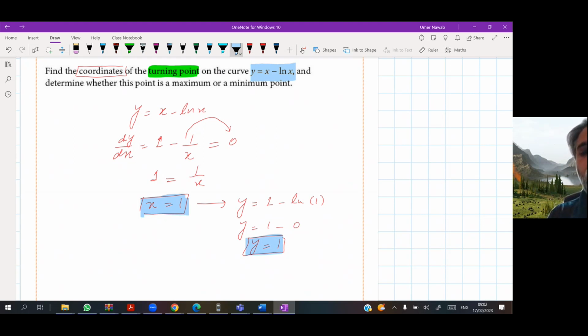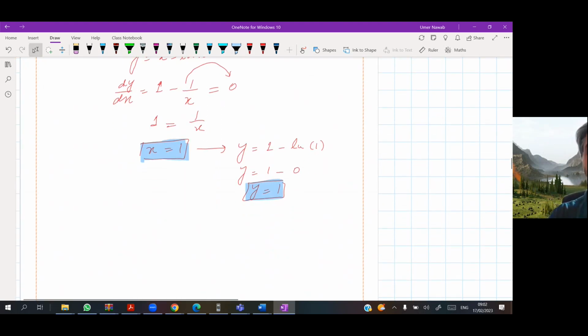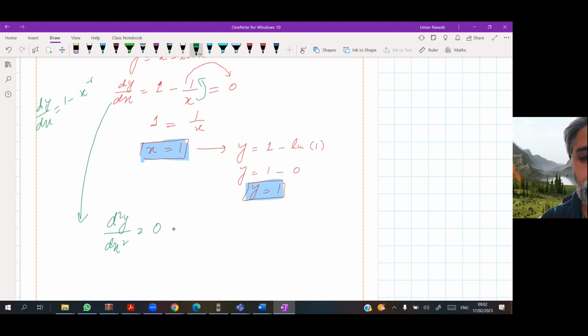Now determine whether it's a maximum point or a minimum point. The maximality or minimality is found by finding the second derivative. So the second derivative I'm going to find now. My first derivative is what? I'm sending it up so that it looks like dy by dx is 1 minus x raised to minus 1. The derivative of 1 is 0. Minus 1 comes back, becomes plus 1, x raised to minus 2. This is 1 over x squared.